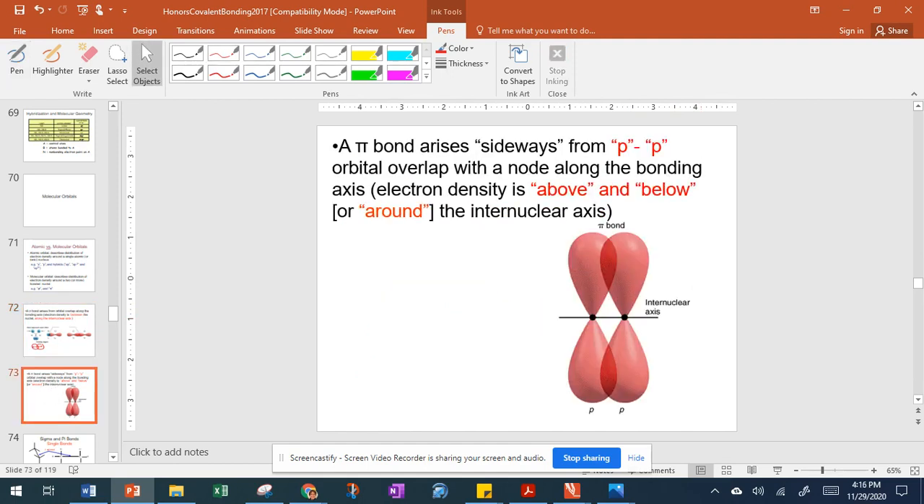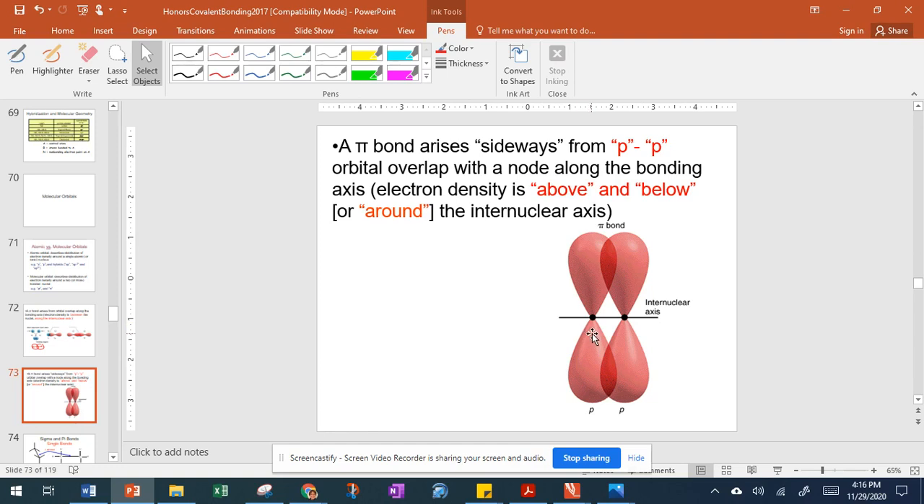Now this is different from a pi bond. A pi bond is when we have sideways overlap of p orbitals. So we have electron density above and below the internuclear axis. So I'm just showing you this. Here we have the two nuclei in our molecule, and then we have the p orbitals of those two nuclei overlapping. So we have electron density above and below, and this would be the internuclear axis in the middle here.